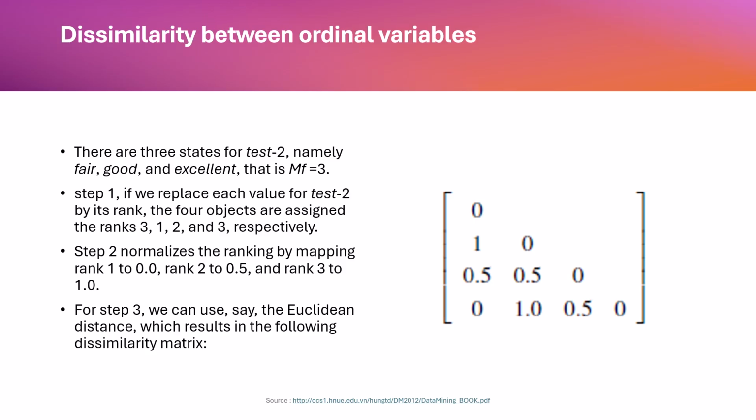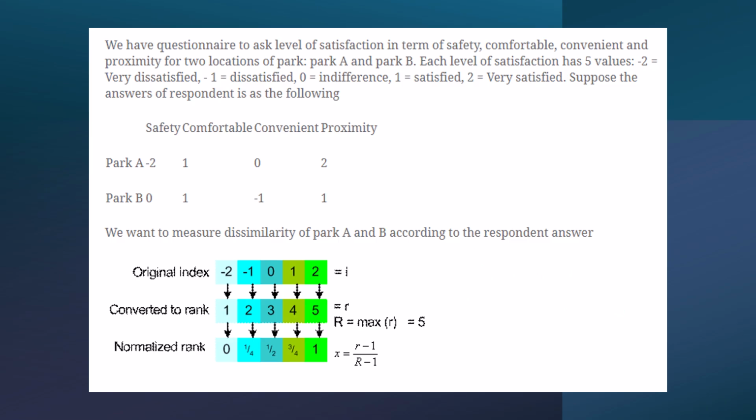For step 3, we can use, say, the Euclidean distance, which will result in the following dissimilarity matrix. Given a questionnaire asking the level of satisfaction in terms of safety, comfort, convenience, and proximity for two park locations, Park A and Park B. Each level of satisfaction has 5 values: -2 equals very dissatisfied, -1 is dissatisfied, 0 equals indifferent, 1 is satisfied, and 2 equals very satisfied. Suppose the answers of the respondent are as follows: safety, comfort, convenience, and proximity for Park A and Park B are given below.